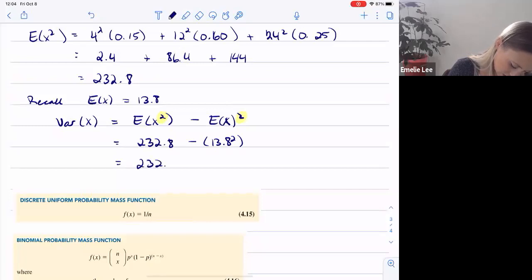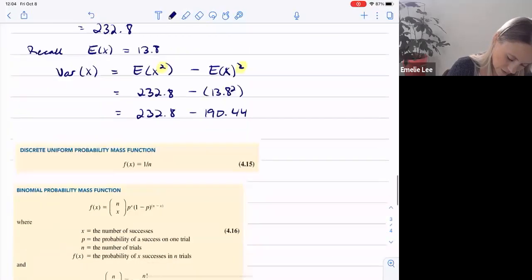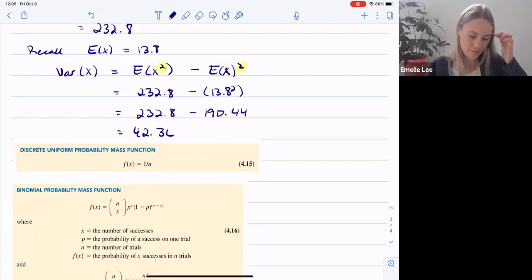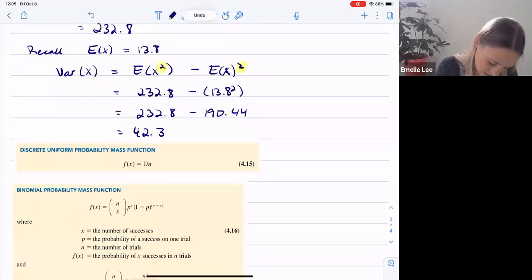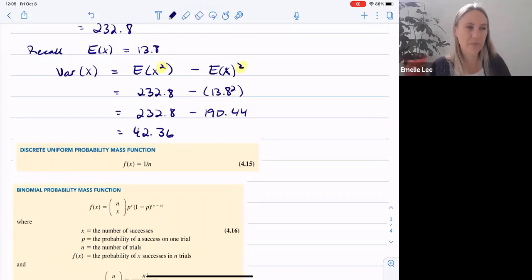is 190.44. So 232.8 minus 190.44 is 42.36. Make that 6 look like a 6. Try to. How about that?